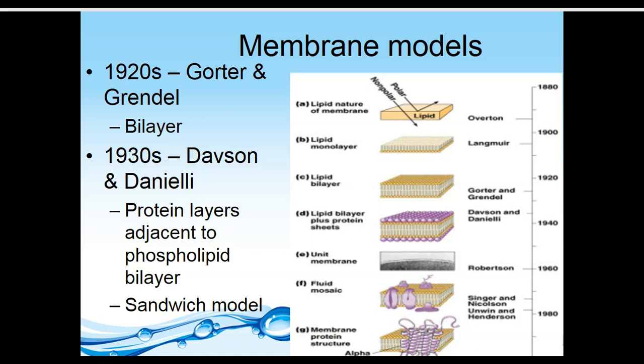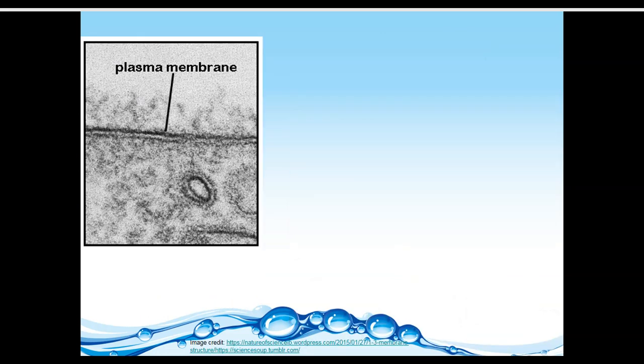In the 1930s, a pair of scientists, Davson and Danielli, noticed that there were proteins also incorporated into the phospholipid bilayer. And so they made a sandwich kind of model of the membrane. And it made sense because if we look at the pictures that they were able to take of membranes, there's clearly a layer of protein here and a layer of protein here. This sandwich model made sense.